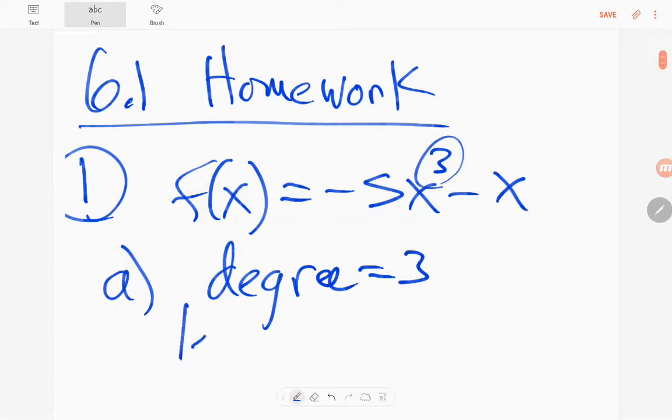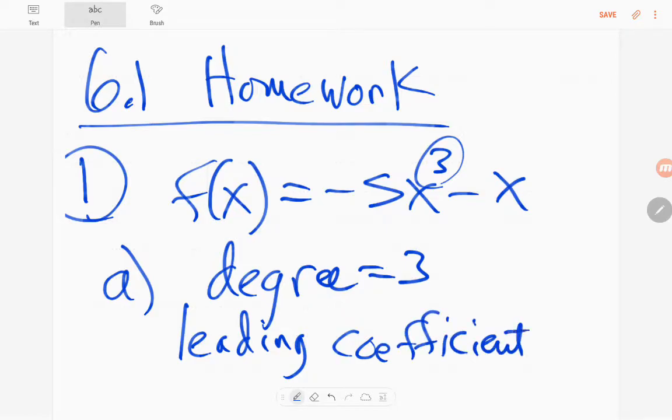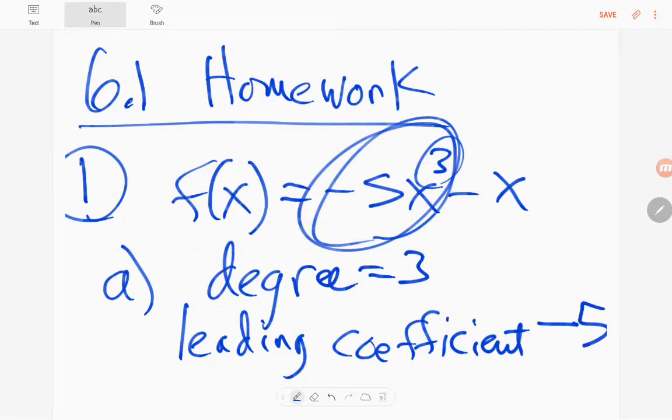And the leading coefficient is the coefficient in the leading term. The leading term is the one that has the highest power of x. So this entire thing is the leading term. The leading coefficient is the coefficient of the leading term. So in this case, just negative 5.